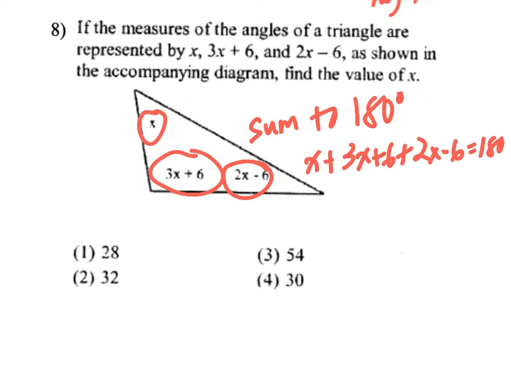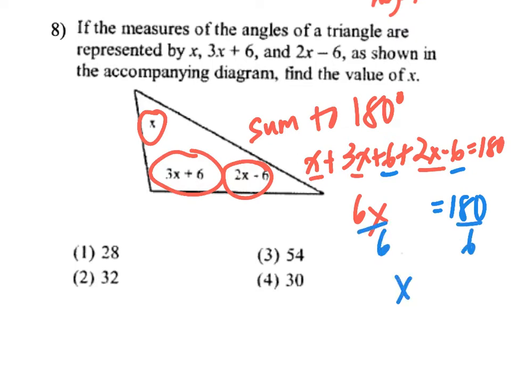So all we have to do now is some simple algebra, right? First we're going to combine our like terms. I have x, 3x, and 2x, so I'm going to combine them to get 6x. My next like terms are going to be, let me do this in a different color, 6 and minus 6. 6 minus 6 is 0, so I'm not actually going to bother writing anything. And I didn't do anything to the equals 180, so I'm just going to bring it down. Now I need to divide by 6 on both sides to isolate my x, so I get x equals 180 divided by 6, which is 30. So x is going to equal 30, which is answer choice 4.